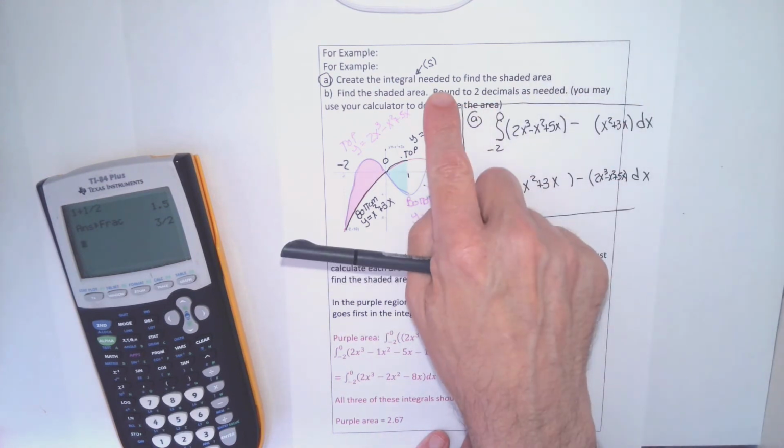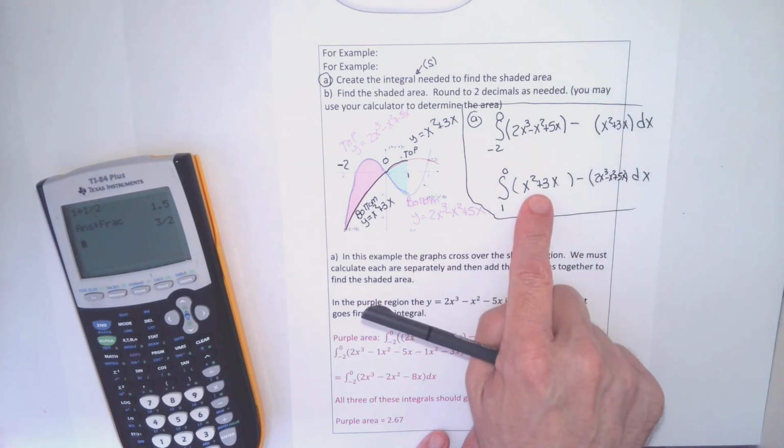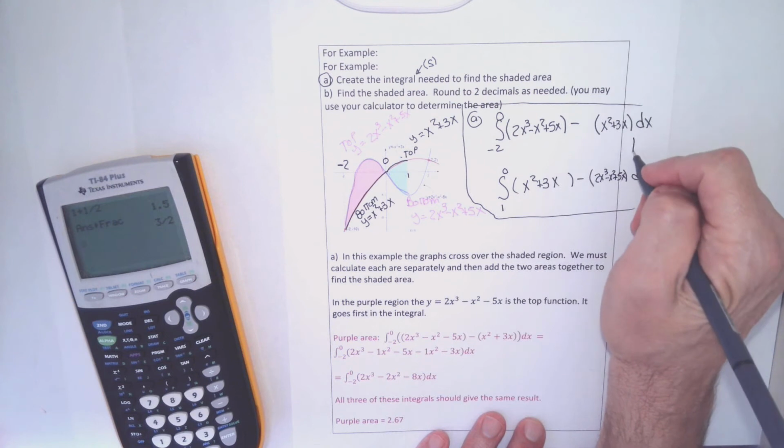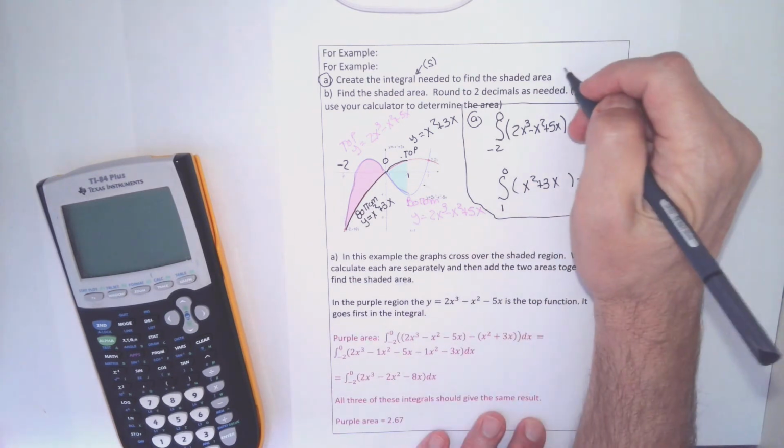The integrals needed to find the shaded area: I need one integral to find the pink area, another integral to find the blue area, and maybe put a big plus sign because the areas need to be added. I'm going to get this area and then that area and add them together. So that's my answer for part A.